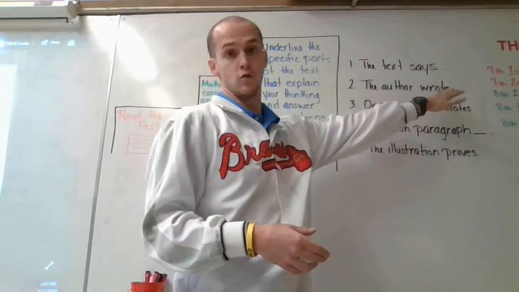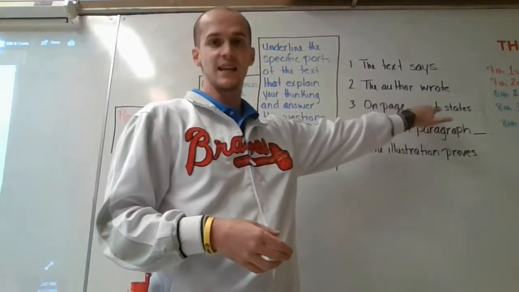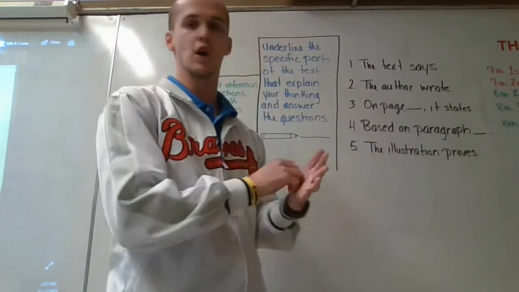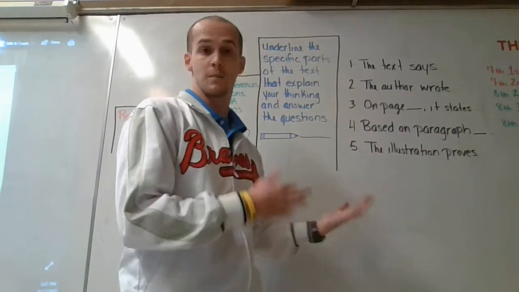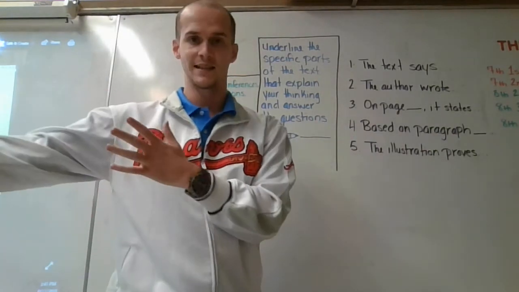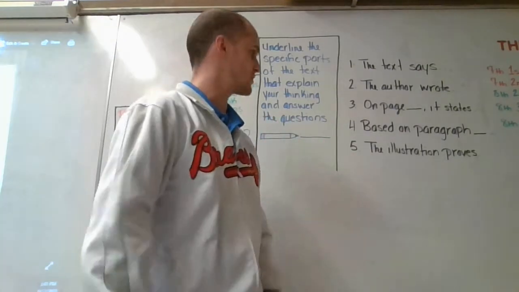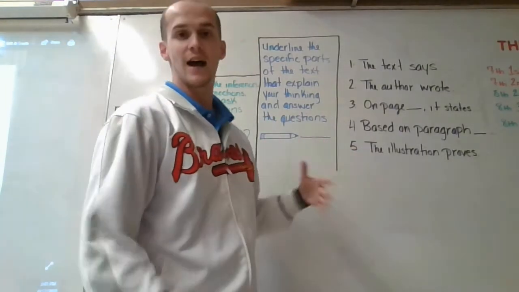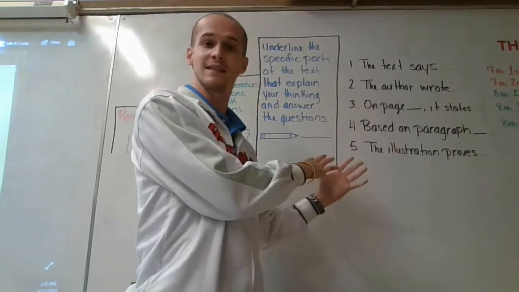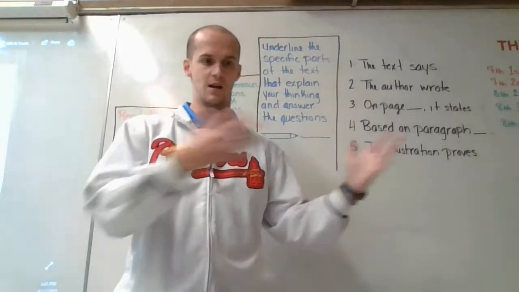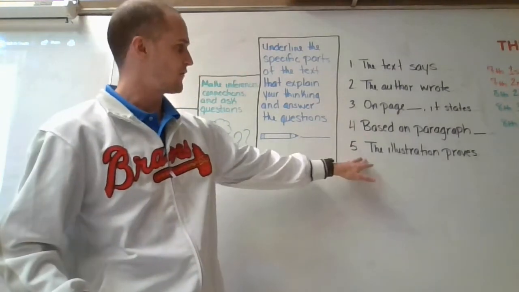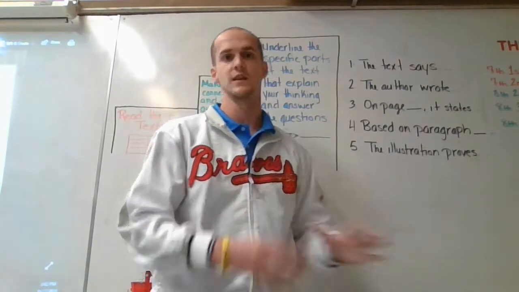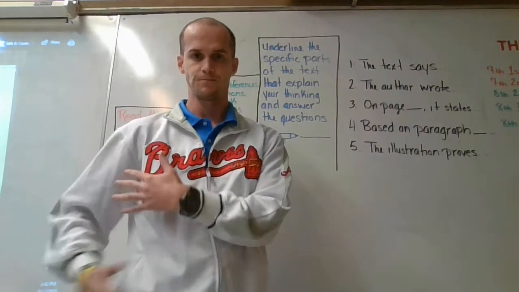The author wrote, on page blank, it states this. You can go and you can give the exact quote. Or number 4, based on paragraph blank, you summarize that paragraph. That proves why your answer is right. And number 5 is just to show you that it's not always the text. Sometimes if the text comes with an illustration, you can use that illustration to prove that you're right. So number 5 is the illustration proves, and then whatever your answer is.